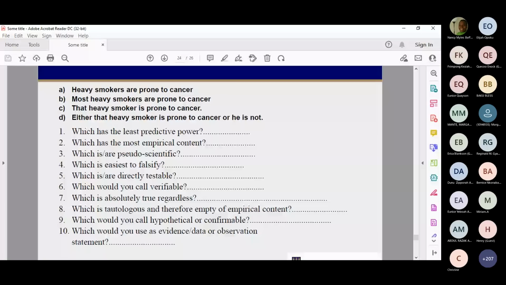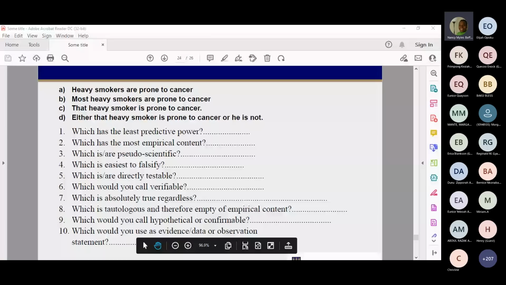I want a chorus answer. Would it be A, B, C, or D? Very good, C. My question is, listen, I said which is verifiable? Verifiable. Madam, C. It is C because of the reference class. Well done.